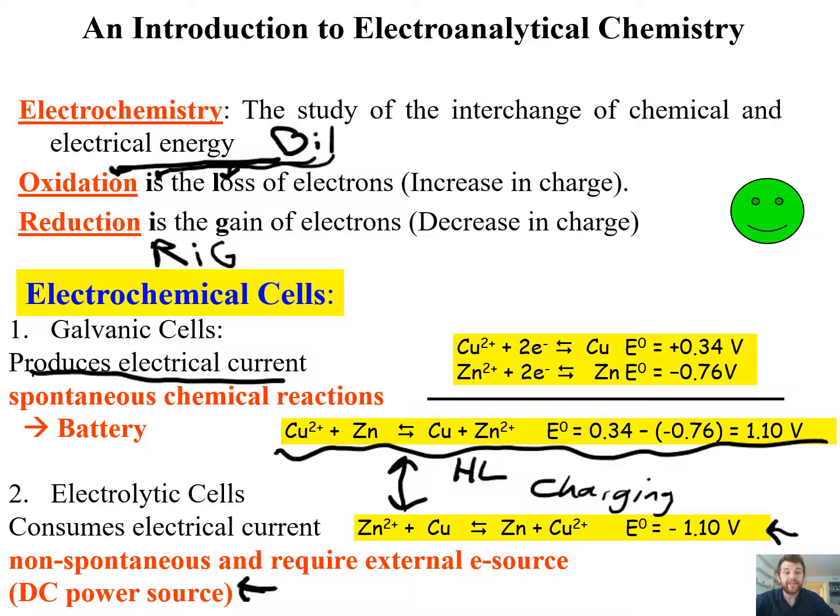And then electrolytic cells are ones that use electrical energy to basically split up a chemical. In this situation here, it's the same exact thing but reversed. You can see this is for HL. Same equation but just flipped around. This is how you basically are charging a battery.